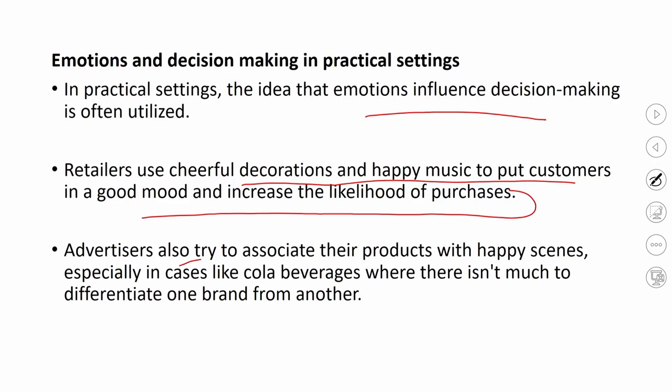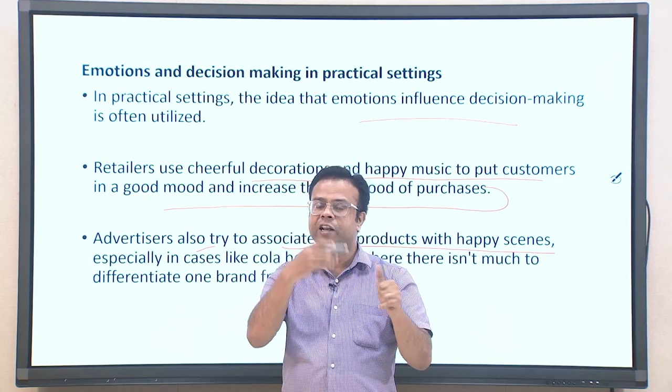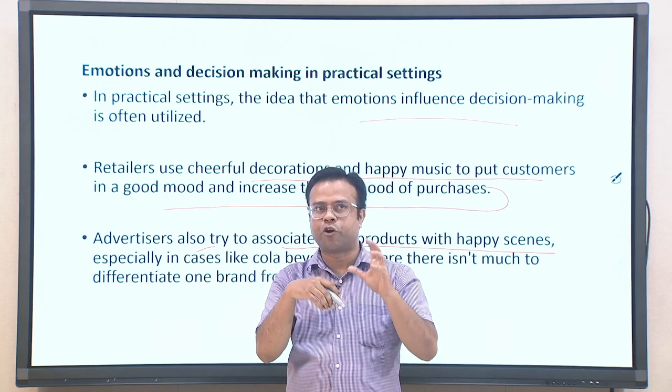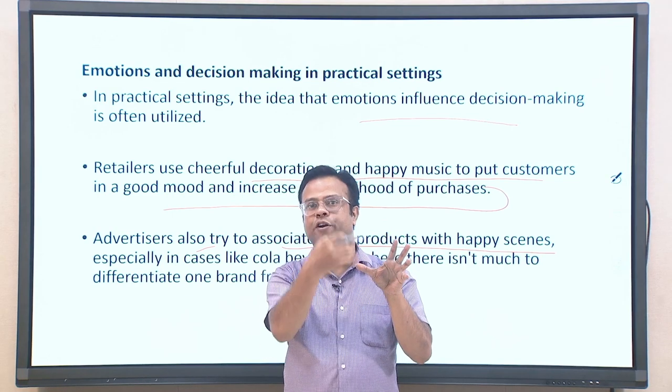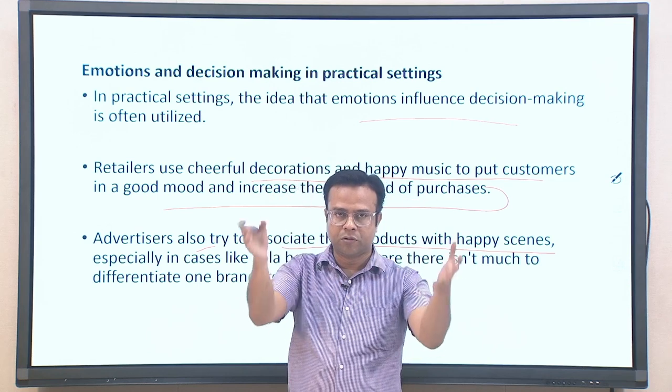So that is one of the main ideas people use in advertisement, where a lot of advertisers associate their products with happy scenes. Most advertisements will try to induce some happiness in you, where some positive things will be shown to you, or some celebrities will be shown, with whom you have some positive emotions associated. That is why a lot of companies use celebrities for endorsement. Why? Because people have some positive emotional association with those celebrities.